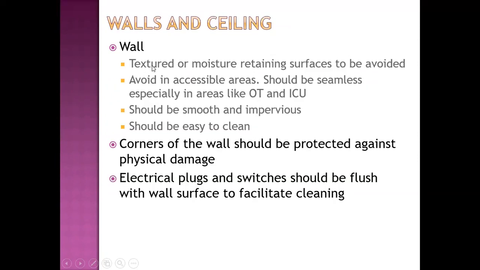Wall, similar to surfaces, textured or moisture retaining surfaces to be avoided. So these are the points which are very similar to the surfaces. Then corners of wall should be protected against physical damage by trolleys and beds. Electrical plugs and switches should be flush with wall to facilitate cleaning.